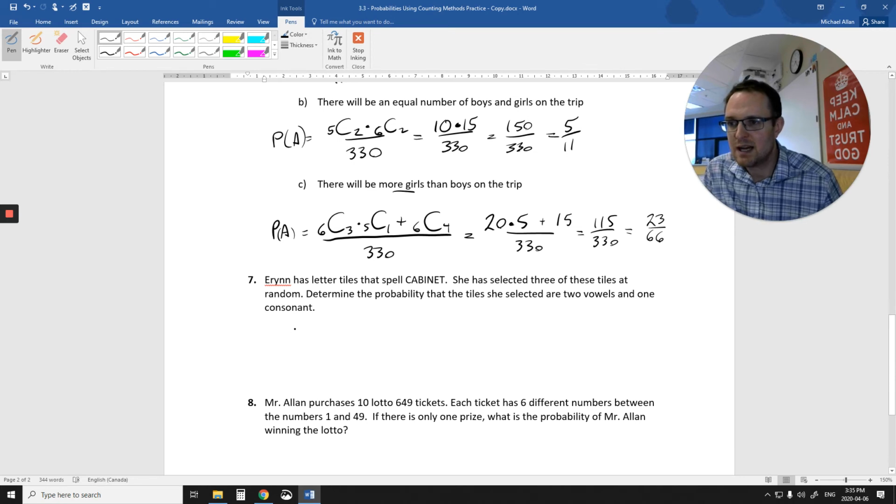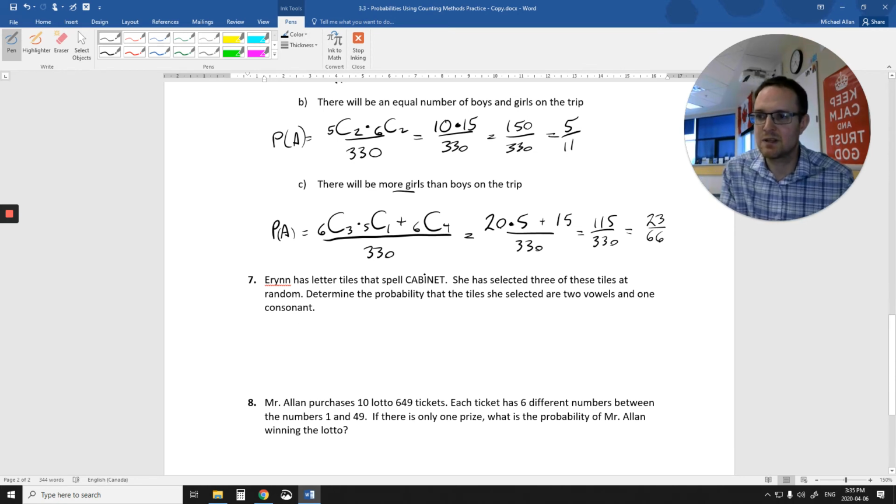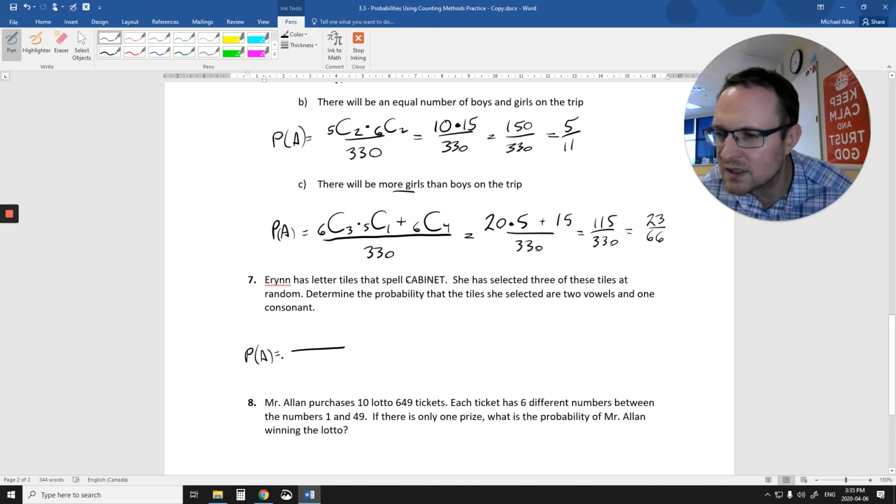Erin has tiles that can spell the word cabinet. She has selected 3 tiles at random. Determine the probability that these 3 tiles will have 2 vowels and 1 consonant. So first of all, she has 1, 2, 3, 4, 5, 6, 7 tiles, all different, so that's nice.